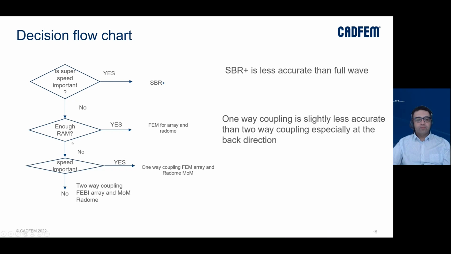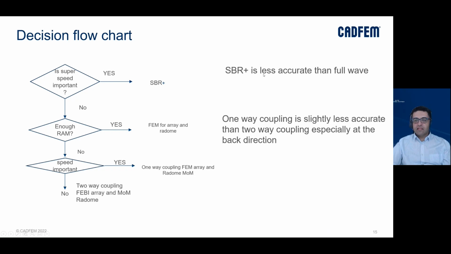If you don't have enough RAM, then you have two options. If speed is still important, then you do one-way coupling. So you do FEM for the array, and then you do the radome with method of moments or integral equation. If speed is not very important, then you can do two-way coupling. Here you're using less RAM, but it's slower. And those are all your trade-offs.